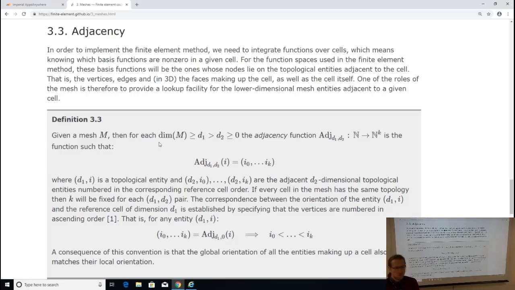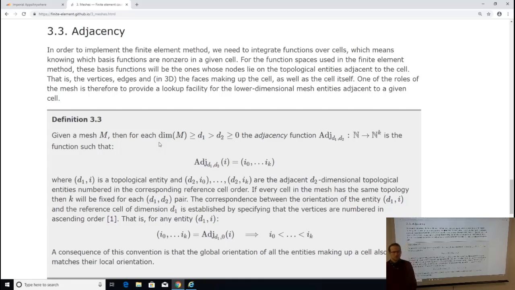The other way up, it's not true. If you're a vertex, any number of edges could meet at that vertex. And so that's a much more complicated function. So by only looking down, things are simpler. So the adjacency function then goes from, effectively it's actually a 4-way function, but it's a set. The best way to think of this is as a set of functions. The adjacency function from dimension D1 to dimension D2 of an index I is the set of D2 indices which are adjacent to the entity D1 I.